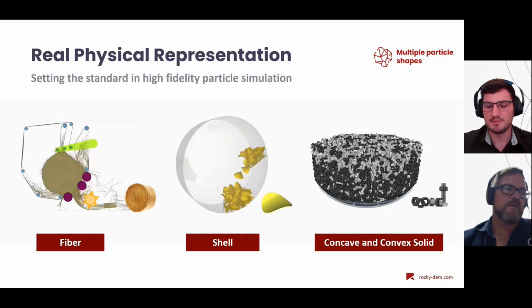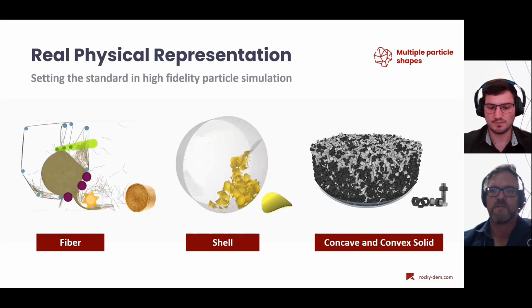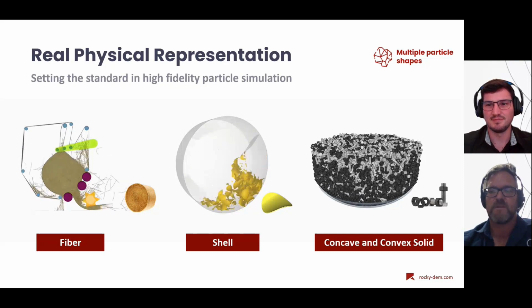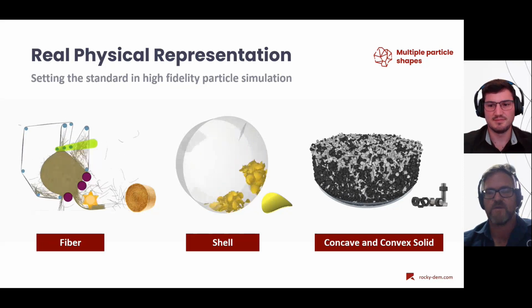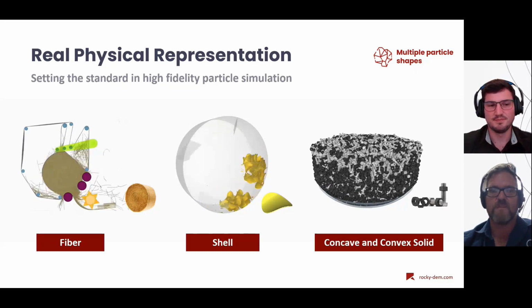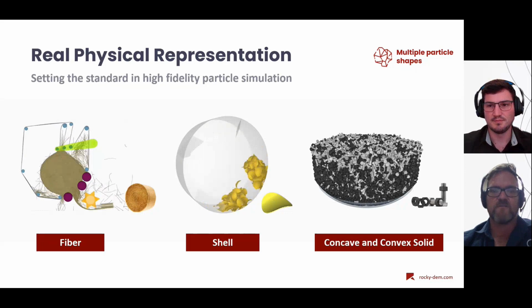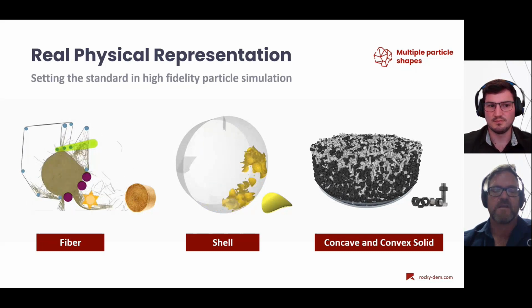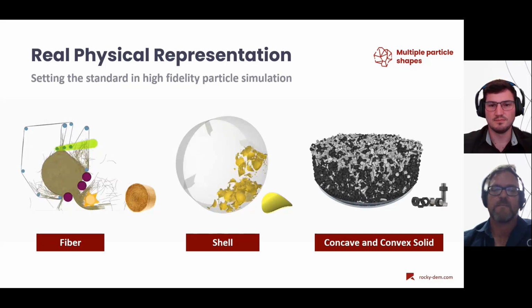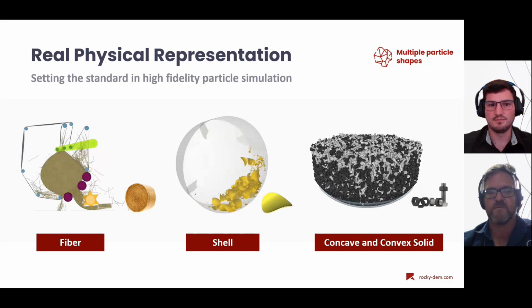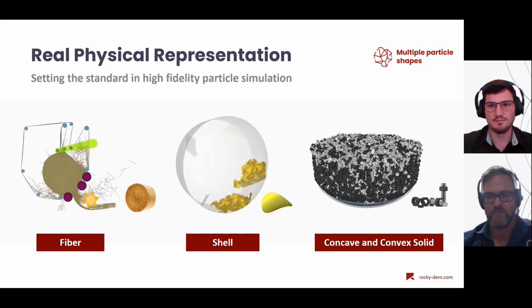Yes, absolutely. And if you had to build a fiber with spherical particles, you would need to assemble a string of spheres together, and that will be completely inaccurate, which makes the material calibration a lot more difficult. I think that's one advantage of simulating real particles: your calibration becomes a lot less, because you don't have to make a ball act like a rock or a fiber or a shell anymore.